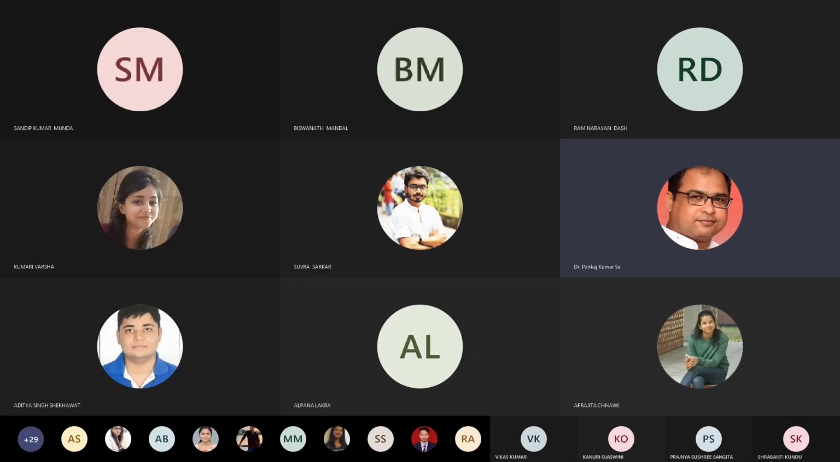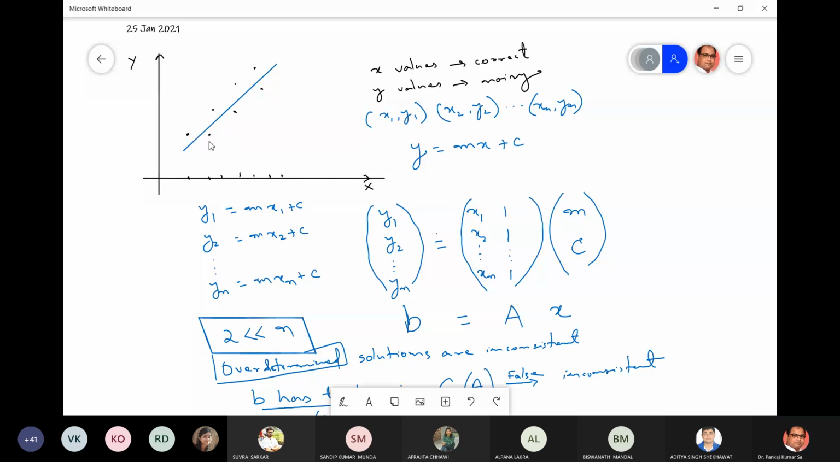In the last class, we started with a set of points. We deliberately took the x-axis values, the abscissa, in discrete intervals, and those are the correct values. And the y-axis values, we took as noisy ones, and we tried to fit one line so that the line represents the data points in the best possible way. So that is what I wrote here. X values are correct, Y values are noisy, and these are the set of data points.